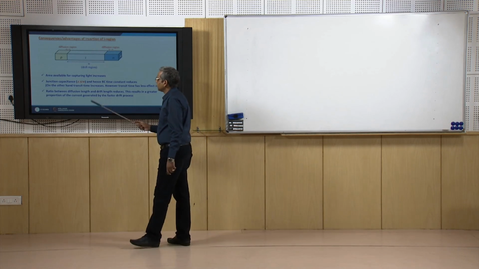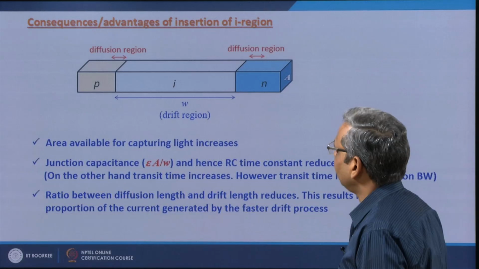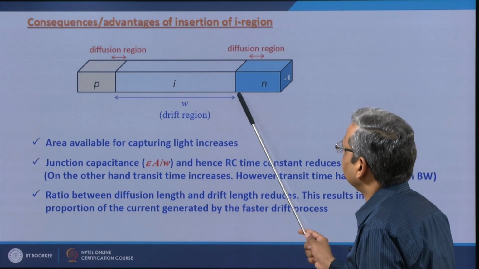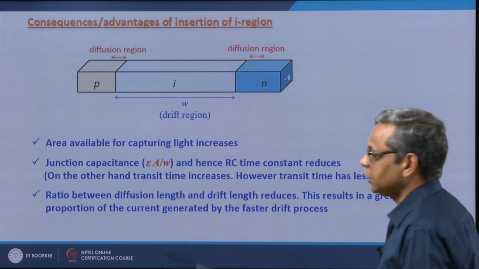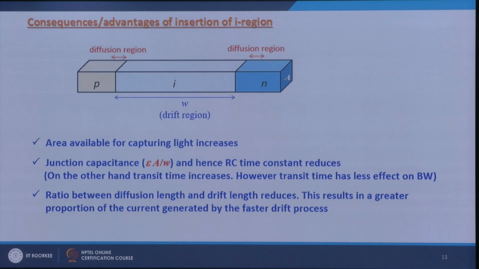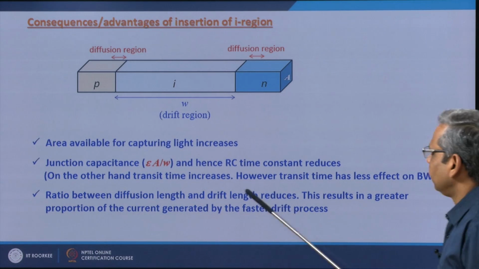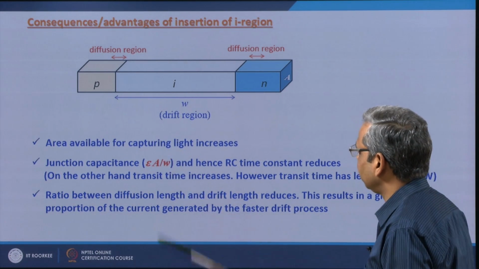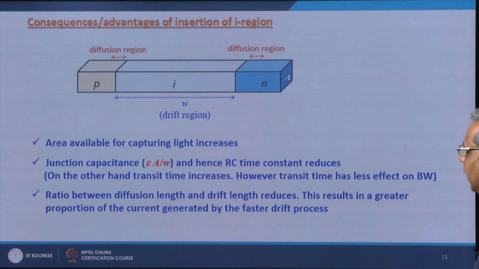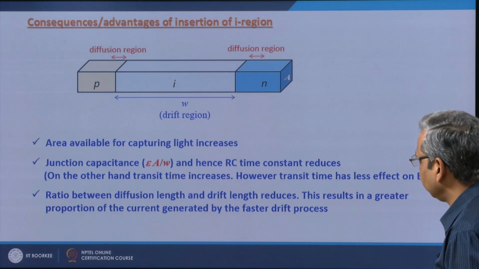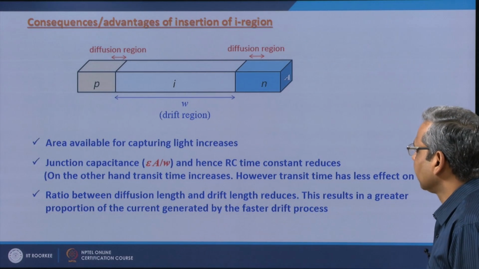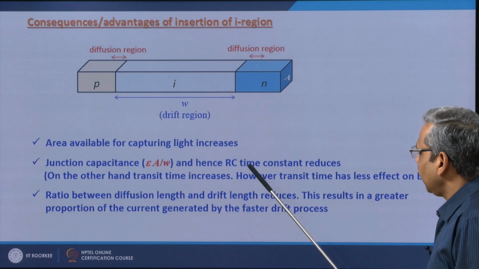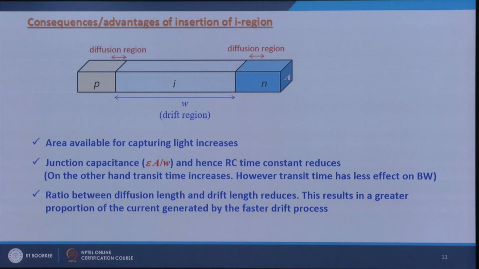Again, the junction capacitance will decrease because now the width of the junction region increases considerably. The junction capacitance goes as epsilon A over W, where A is the area of cross section and epsilon is the dielectric permittivity of the medium here. So, the RC time constant also reduces.